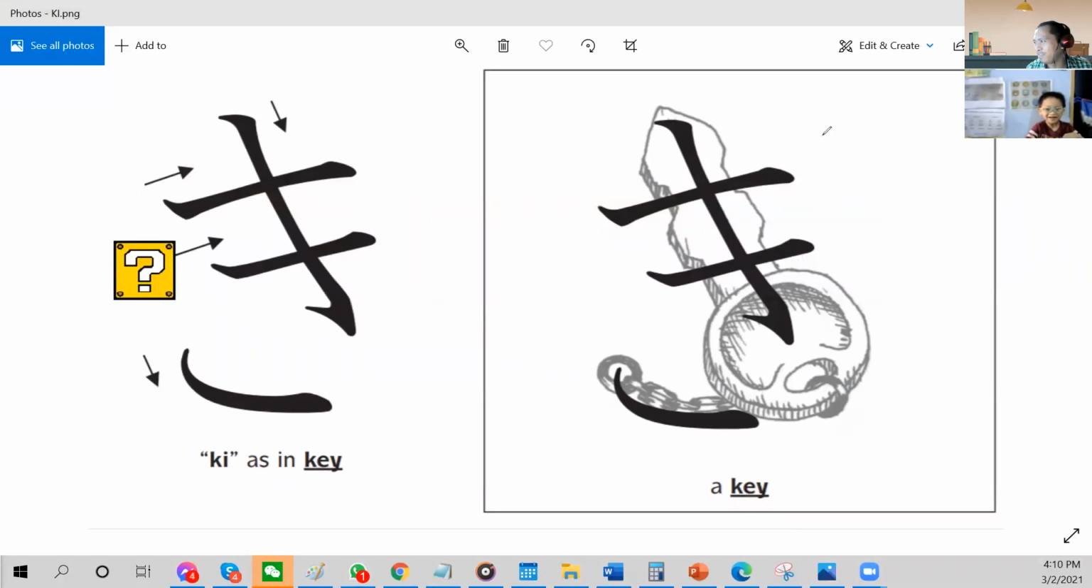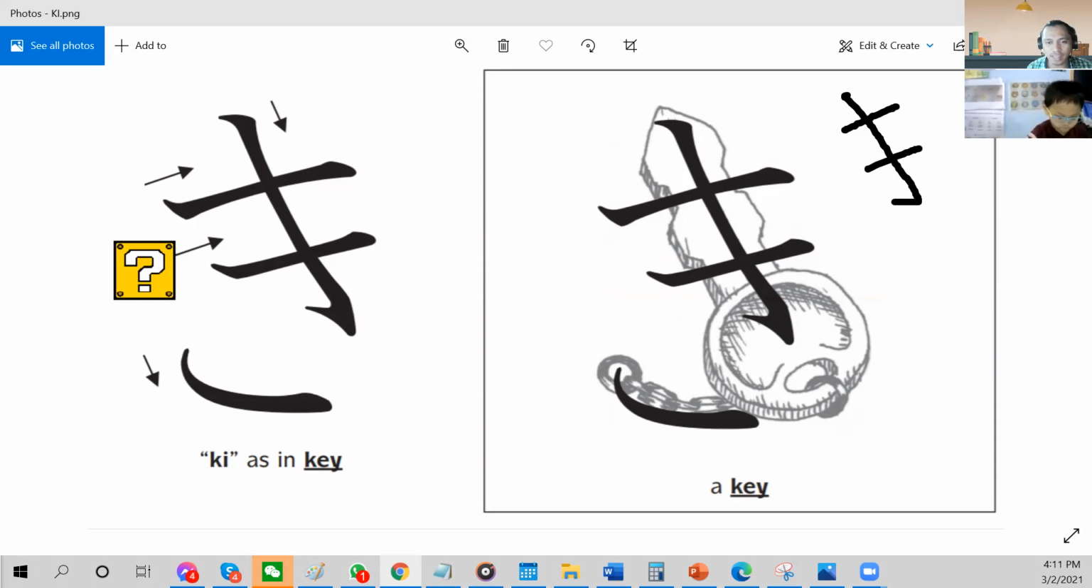So we have a key. Ichi. Can you say ichi? One. And then key. Ni. Ni, and then finish. Okay, very good. Wow, that's so fast.